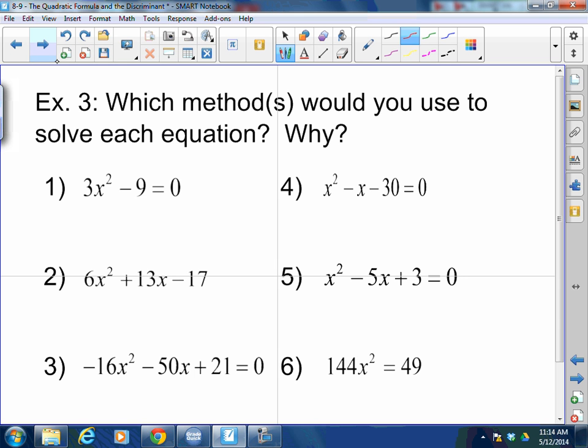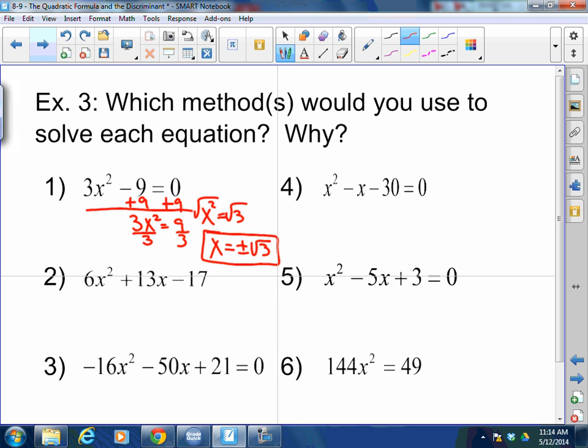Because there is no bx, very good. So I would add 9 to both sides. 3x squared equals 9, divided by 3, x squared equals 3. Square root both sides. X will actually equal plus or minus square root of 3. Done. I use the square root method. Why? Because there was no bx.